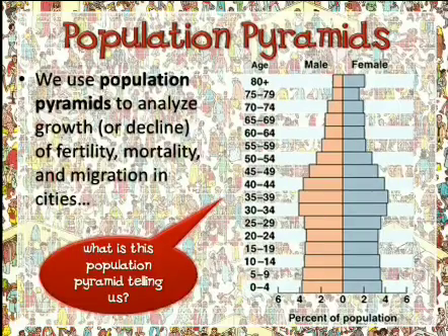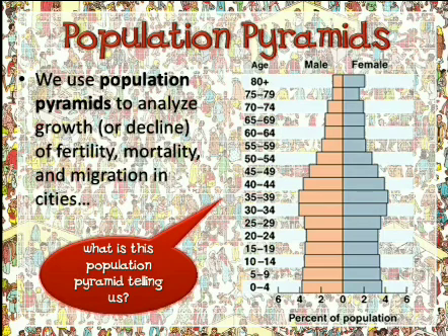A population pyramid is used to analyze the growth or decline of fertility, mortality, and migration in the cities. With the help of a population pyramid, you can know how many children have been born, what the population is in a particular age group, how many aged people are there in the country, how many working people are there, how much independent population is there, and how much dependent population is there. In short, you can study all these things through a population pyramid. It gives us a depth of analysis of all the age structures in that particular country.